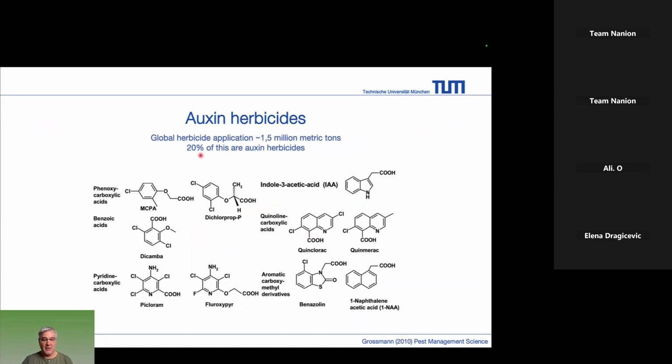And to date, auxin herbicides still make up to 20% of global herbicide application. And some of them are really heavily and widely used, such as picloram and dicamba. But they also became notorious because the phenoxycarboxylic acids, including 2,4-D and a couple of others, were used during the Vietnam War in formulations such as Agent Orange.